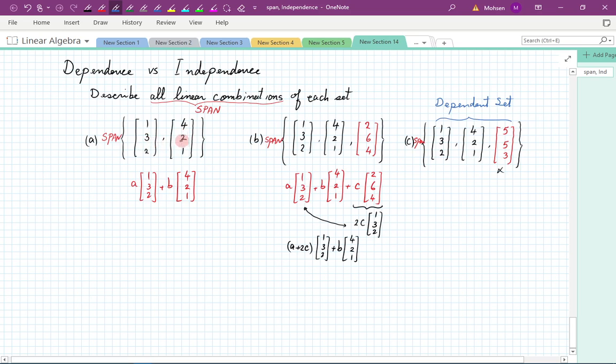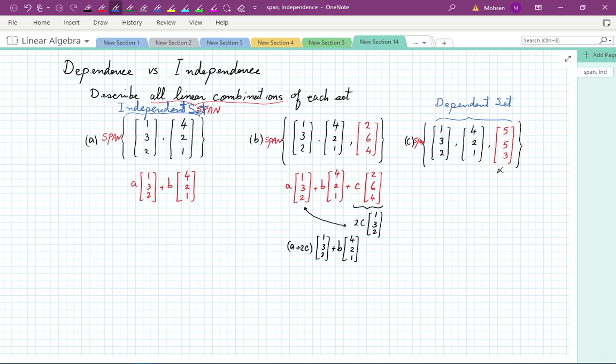Actually, we have looked at this thing before. If you have two vectors, they have to be parallel to each other for them to be dependent, and this is not the case. Here, this collection of vectors, we are going to call it independent. Okay, so that's the distinction between dependent and independent.